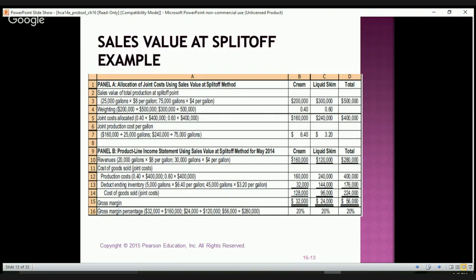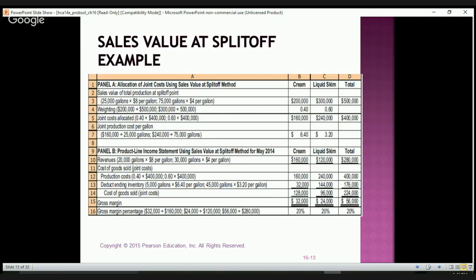So then we get the joint cost per gallon. We take the 160,000 divided by 25,000, so we get $6.40 per gallon. Take the 240,000 divided by 75,000, and I get $3.20.